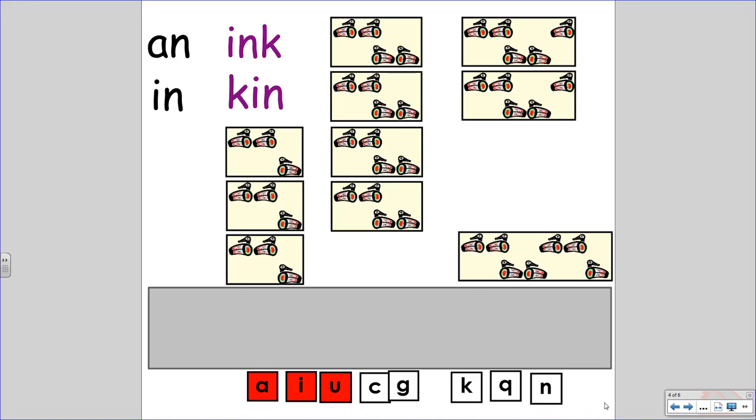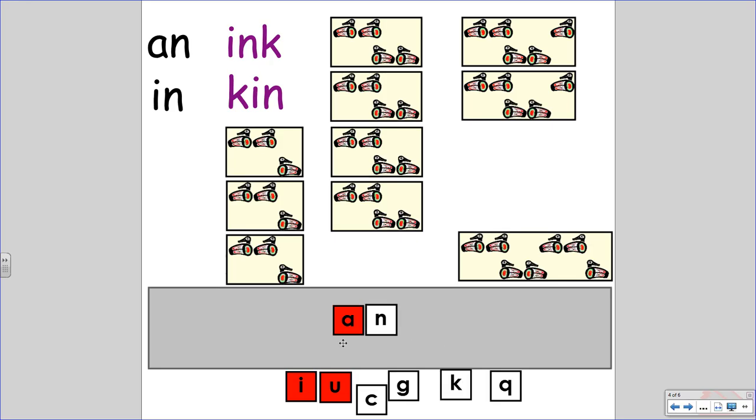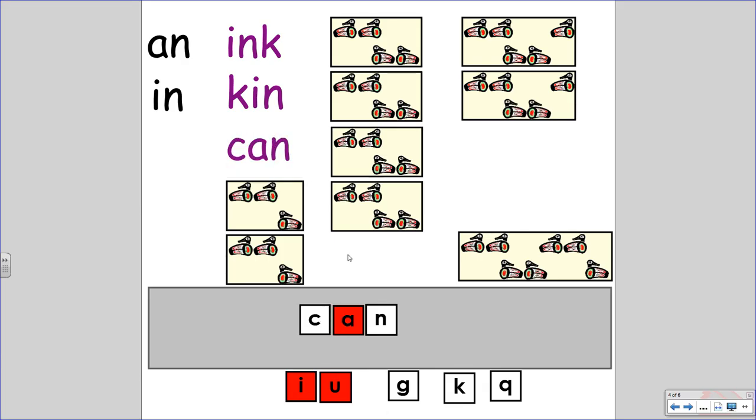I have a can of beans. Can. K. An. When we know how to spell an, we made it already. K could be made with C or K. K does not look right this time. Can is spelled with a C. Can. Next, move your letters down.